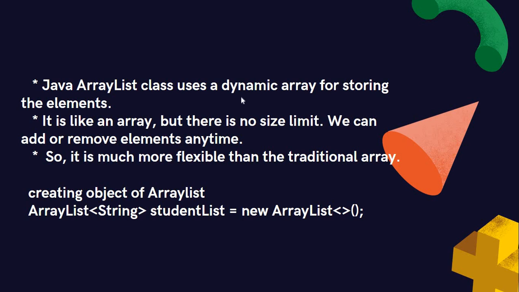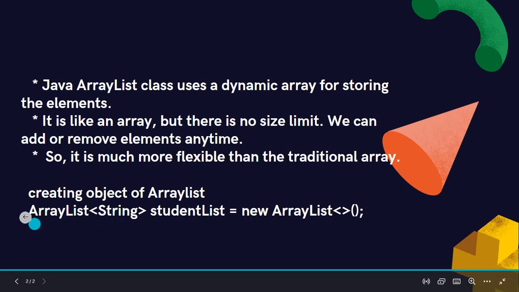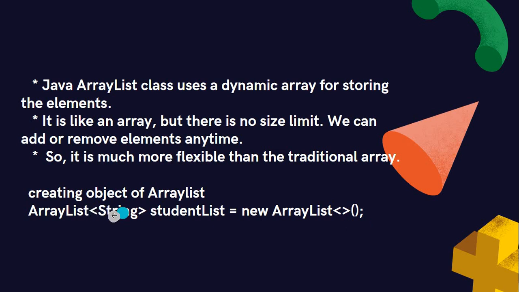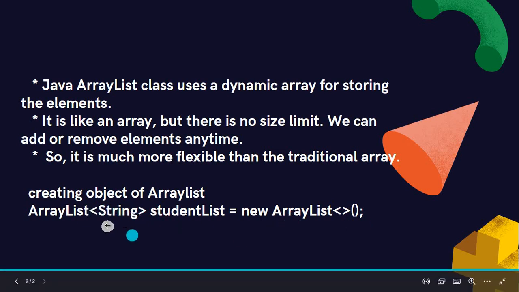And last, you will see the basic syntax of the array list. So how we make the basic syntax: ArrayList<String> studentList equal to new ArrayList. String here shows that only string type data you can insert in the data structure. If you enter Integer here, then only integers will go. Same as an array list, but the syntax is written that way.